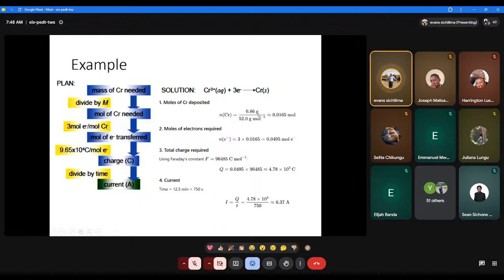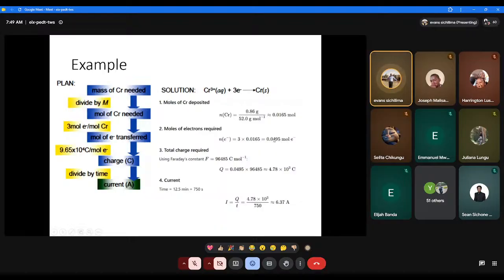So you have the chromium molecular mass gives you this number of moles. So moles of electrons required. Now we have this ratio here. So if the number of moles of chromium is this, then the number of moles of electrons is supposed to be 3 times. So you simply multiply 3 times 0.0165 to get the number of moles of the electrons.